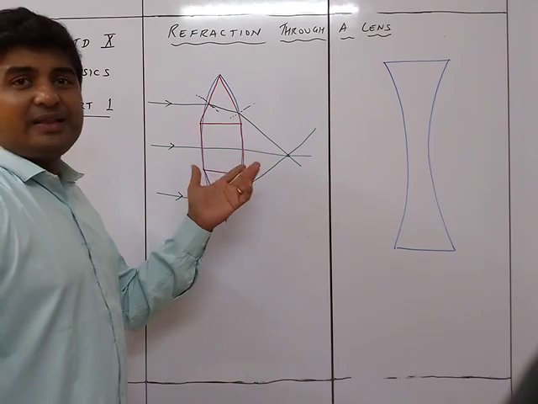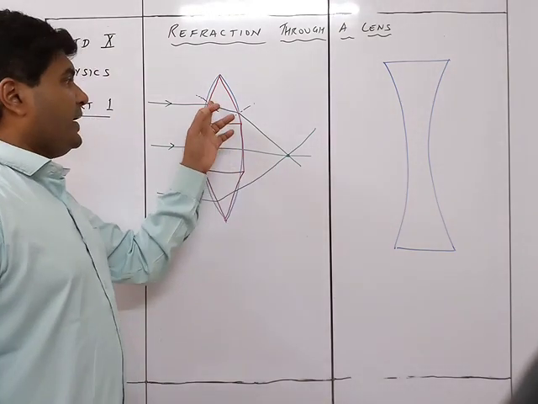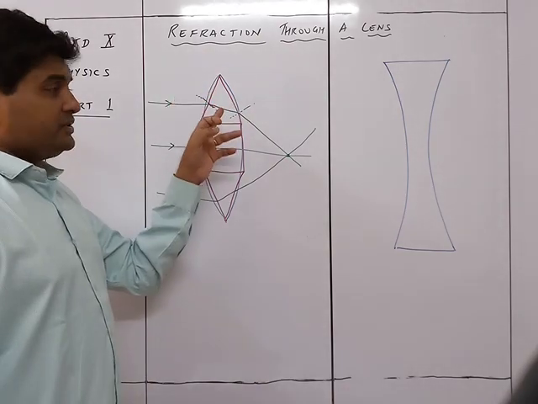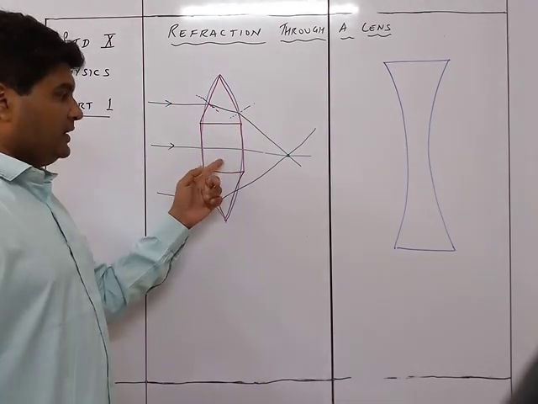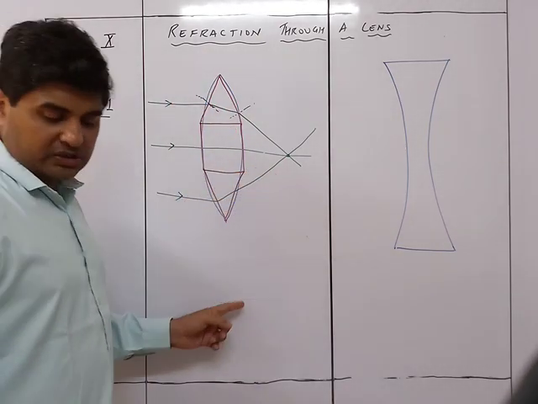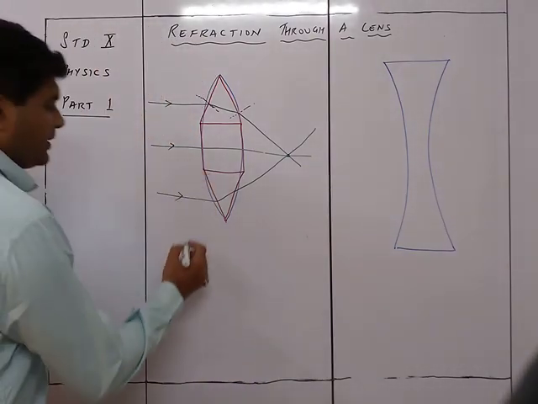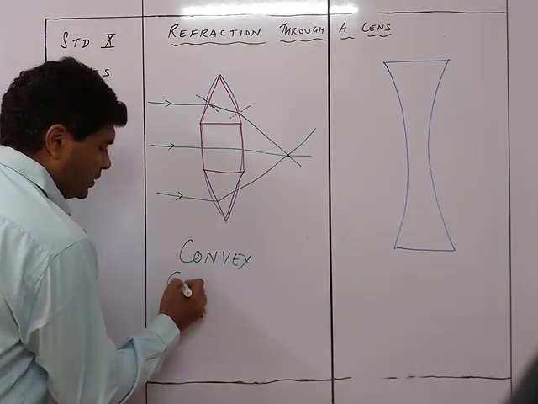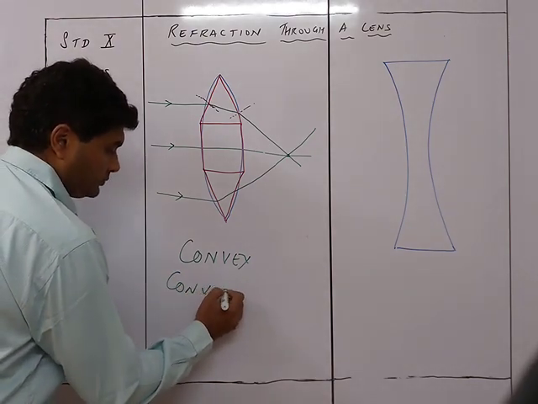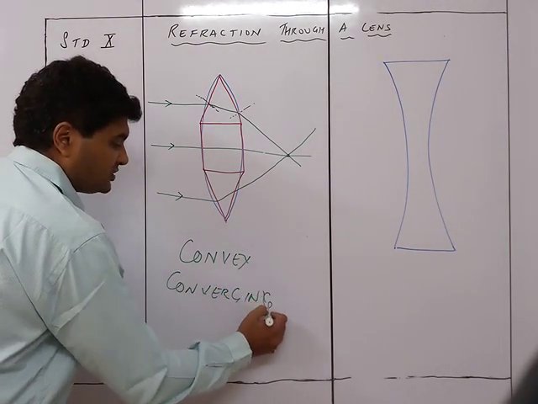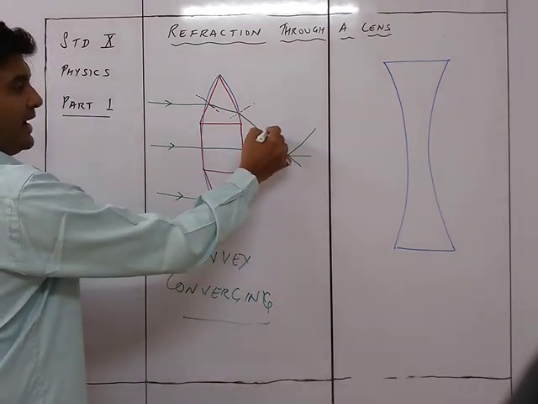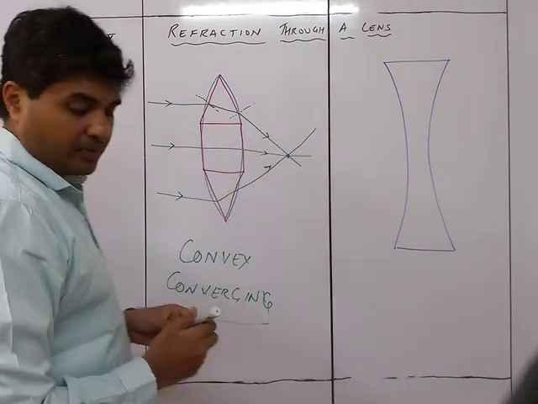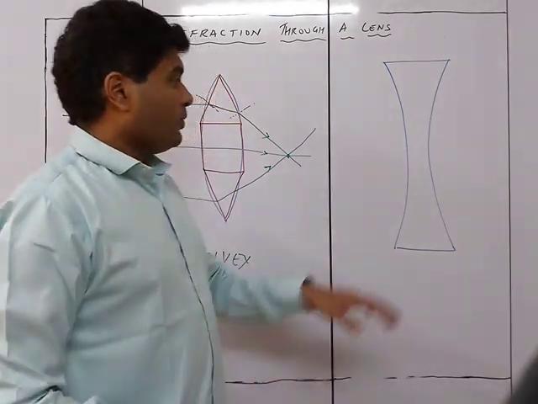We are not using anything new over here. There is no way it can go upwards. The light will never go upwards, it will always fall this way. That's why here it is going to be converging. So that's why we say that this particular lens is a convex, which is a converging kind of a lens, because the rays of light are meeting at a point, converging at a point over here. Now let's see what happens over here.